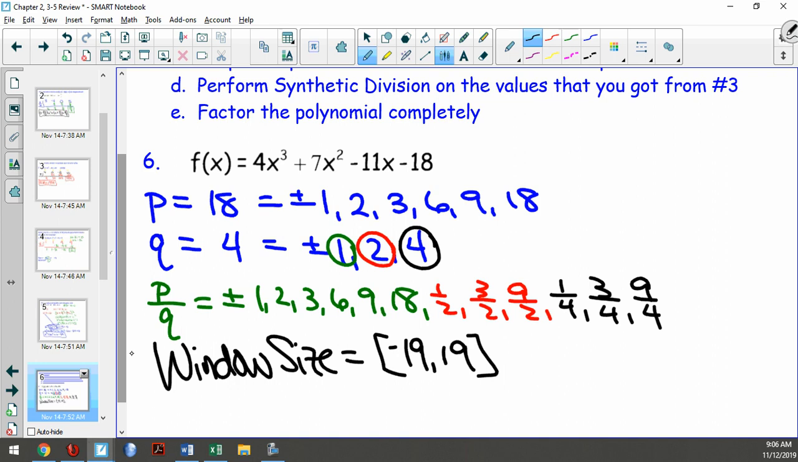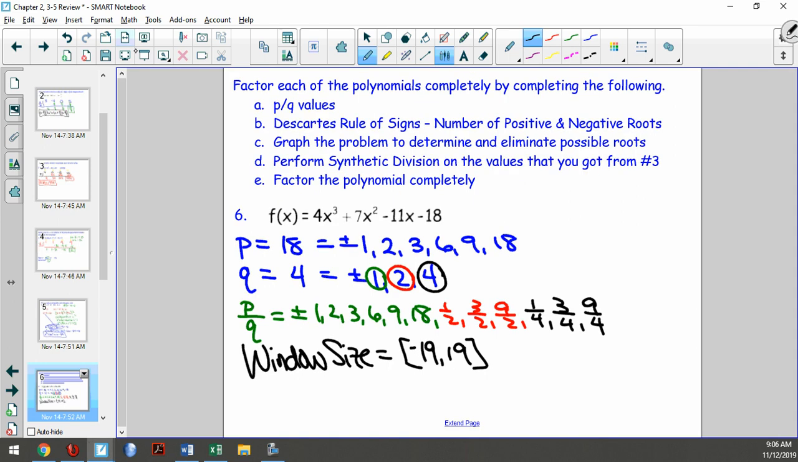You need to check to make certain that the window size of your graph is large enough for you to make sure that you have seen every possible rational zero and irrational zero. Do we all understand that? We good? Okay. Now, what's the next thing it wants me to do?